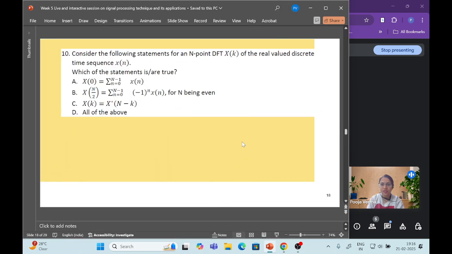So now the next question is: consider the following statements for N-point DFT X of k for a real-valued discrete-time sequence x of n. Which of the following statements are true? Option A is x of 0 equal to summation n from 0 to N minus 1 of x of n. Option B is x of N by 2 equal to summation n from 0 to N minus 1 of minus 1 to the power n x of n for N being even. Option C is x of k is equal to x conjugate of N minus k. Option D is all of the above. Which option will be the correct one?